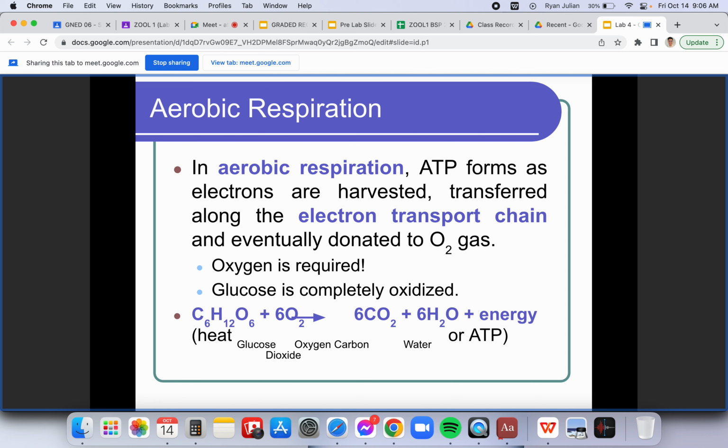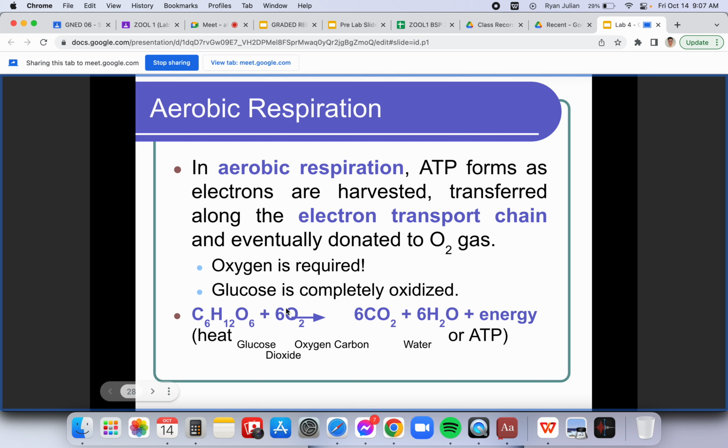In aerobic respiration, ATP forms as electrons are harvested, transferred along the ETC, which stands for electron transport chain, and eventually donated to O2 gas. For this process, oxygen is required because it is aerobic. Glucose is completely oxidized. Again, when we say oxidized, this is where the sugar is combined with the oxygen.